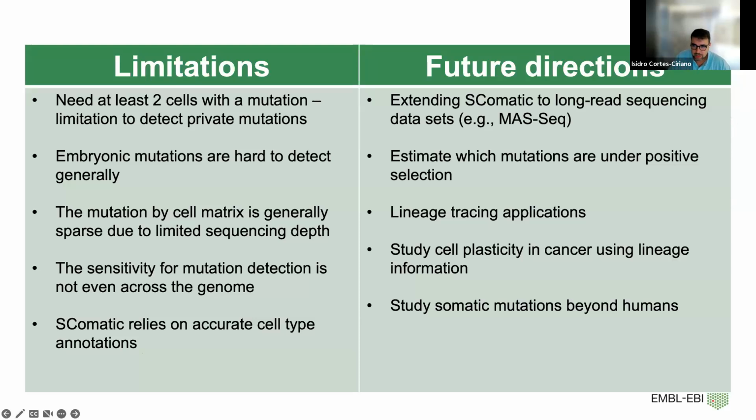Another area where I think the combination of cell phenotypic information as well as lineage information can be very, very valuable is the study of cell plasticity in cancer. And that's an area we're also very interested in. And finally, we've been focusing on human datasets primarily due to data availability, but Schematic could also be used to study somatic mutations beyond humans, in other contexts where there is a good reference genome. But I think now with the increasing availability of high quality reference genomes for other organisms, that is certainly within reach.